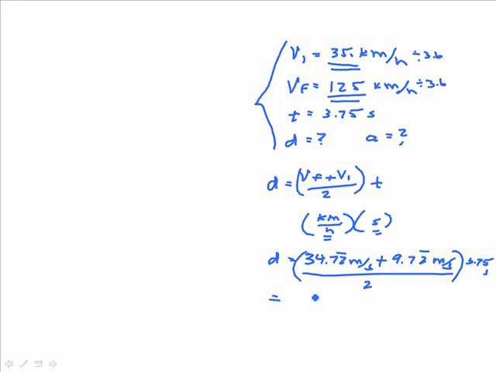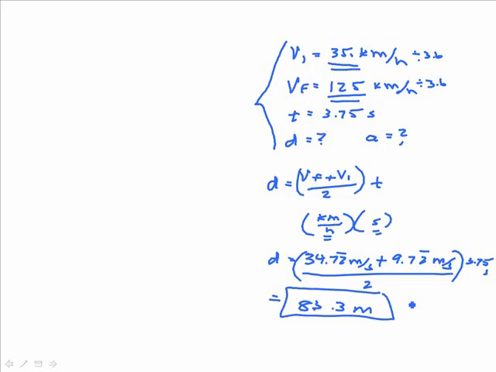34.72 plus 9.72, and then divide that by 2 and then times 3.75, and we get 83.3 meters. It took 83.3 meters for that motorcycle to move from 35 kilometers per hour to 125.